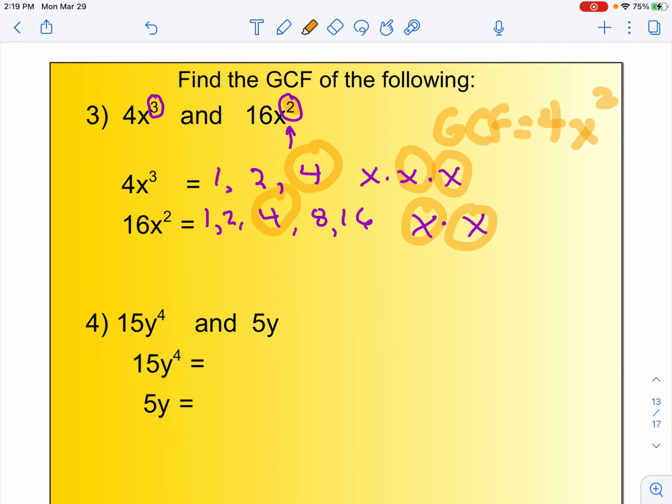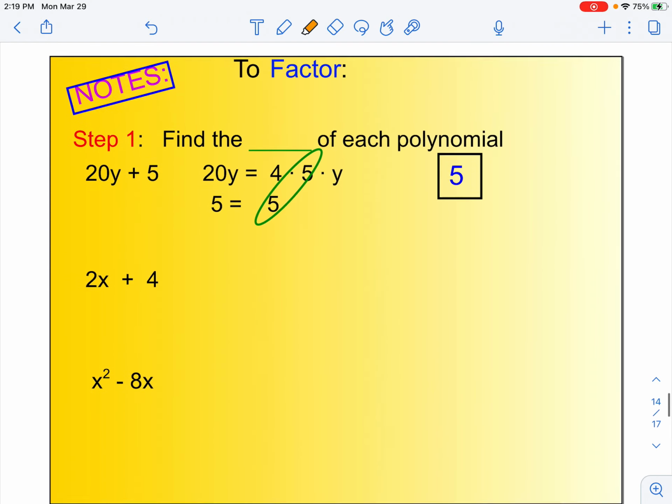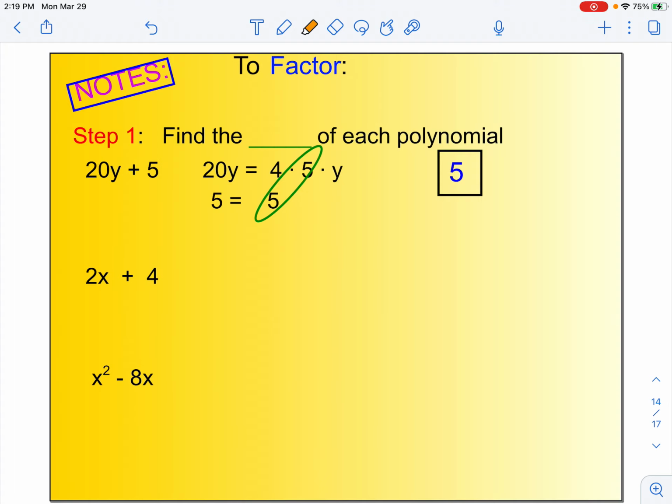So the last thing we need to talk about here is factoring. So to factor using the GCF, what we're going to do is find the GCF of each polynomial. So the first one is done for you, okay? You have your factors of 20y. They didn't put all these on here, but you also have 1 and 20. The factors of 5 are just 1 and 5. So 5 right here is our greatest number in common. Since I don't have a y down below and I have one above, I can't circle it. So my greatest common factor is 5.